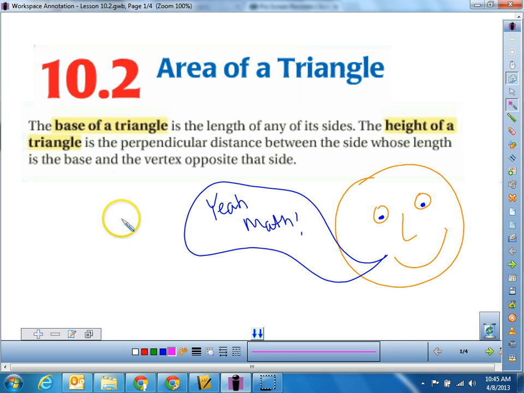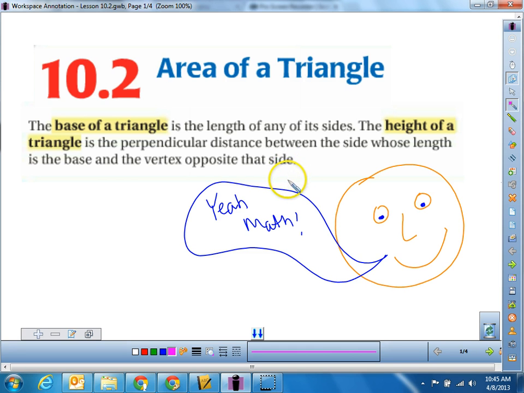But before we do this, we need to make sure we have this vocabulary down. So let's go ahead and get started. The base of a triangle is the length of any of its sides. So again, you could choose any side and make it the base. You just have to create the height accordingly, and you'll see what I mean in a second. The height of the triangle then is the perpendicular distance between the side that you've designated as the base and the vertex opposite that side.